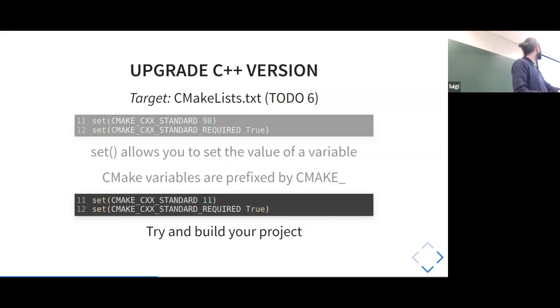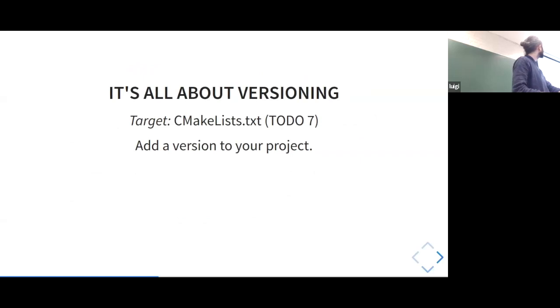So here's an example of how to set a variable. The syntax is very simple. Just set the variable name to whatever value there is. The CMake default variables are all prefixed with CMAKE underscore, so it's easy to recognize them. Which also means that you shouldn't define a variable that starts with CMAKE underscore. Makes sense, but sometimes it's surprising.